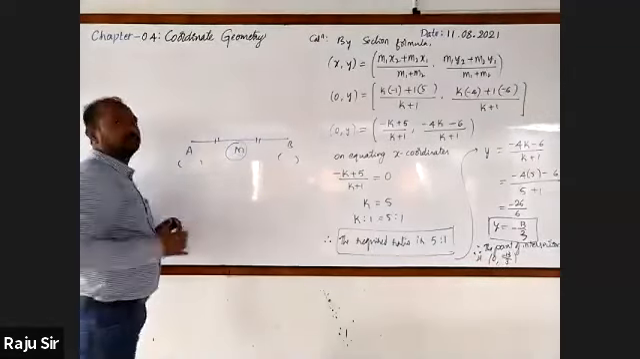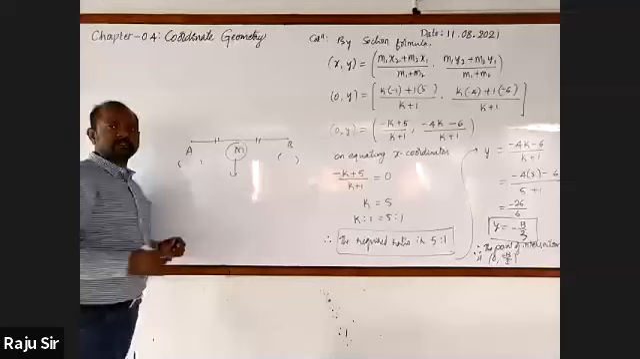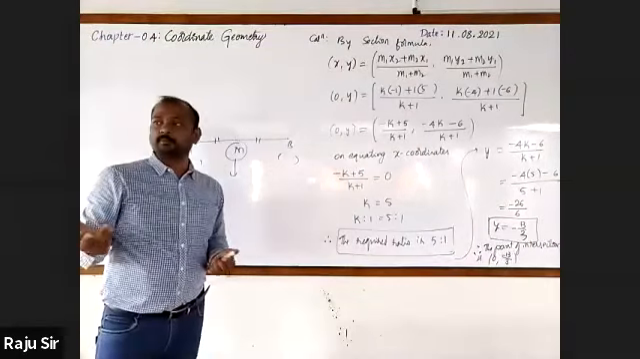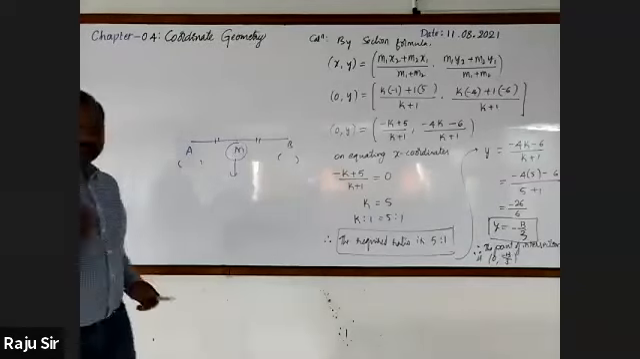What is it called? Midpoint. How do you find out the coordinates of this midpoint of AB? By using the midpoint formula. What is the midpoint formula? x1 plus x2 by 2, y1 plus y2 by 2. Such a simple problem. Please write this.